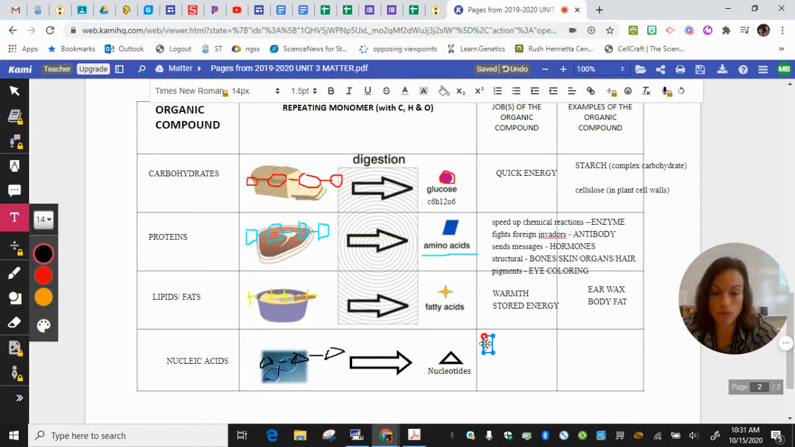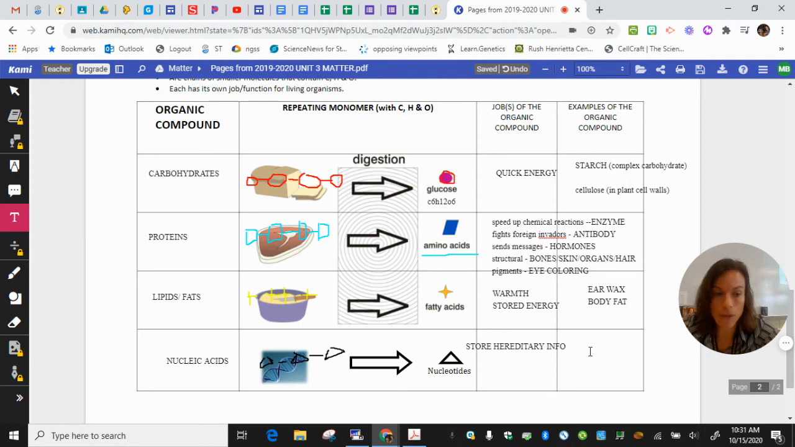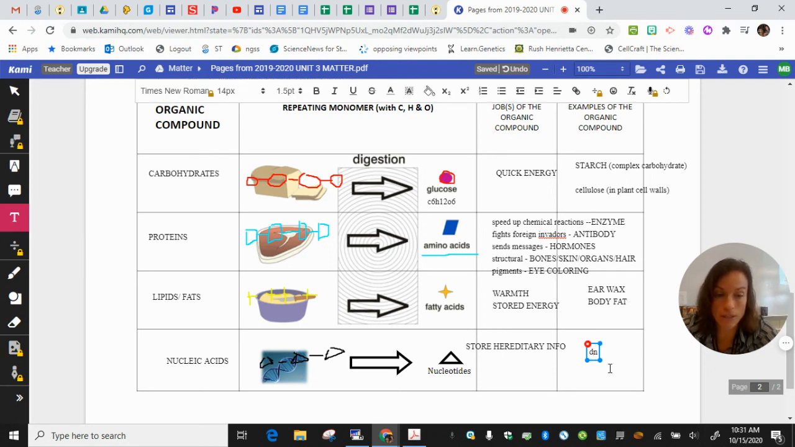Some jobs that they do is they take care of our hereditary information. So they store hereditary info. Sorry about this stuff not quite fitting in the boxes. That means the directions that you got from your mom and dad. And two examples that you'll need to know of these are DNA and RNA. And it's nice because nucleic acid is literally the NA. It's deoxyribonucleic acid, ribonucleic acid. And again, we're going to expand on these in Unit 5. So don't worry too much about them right now.